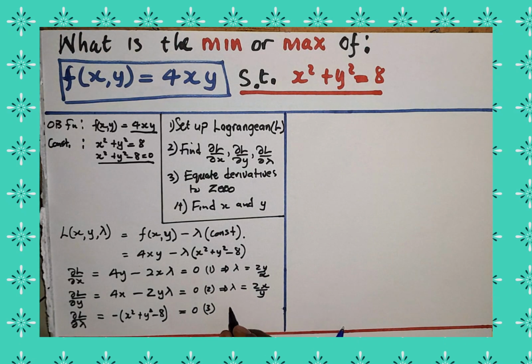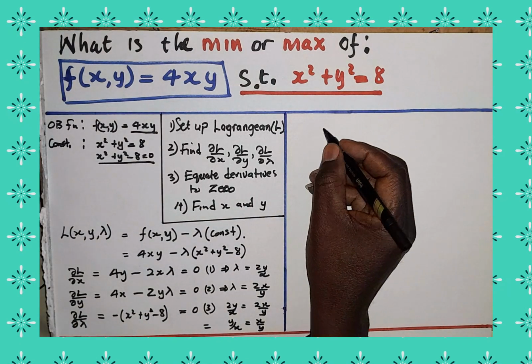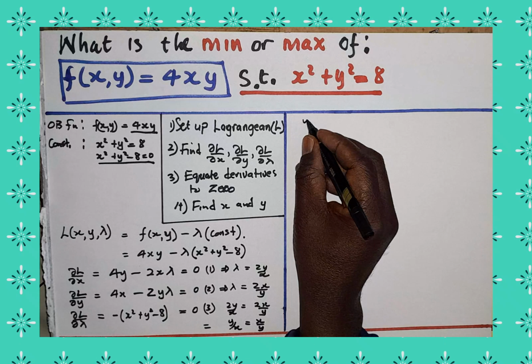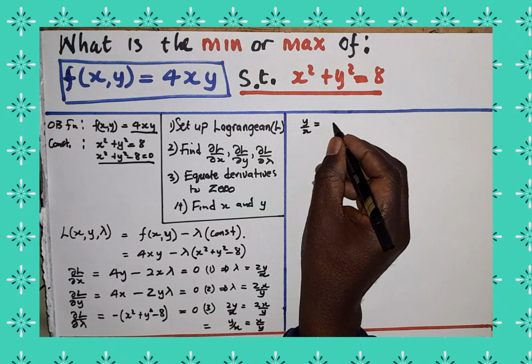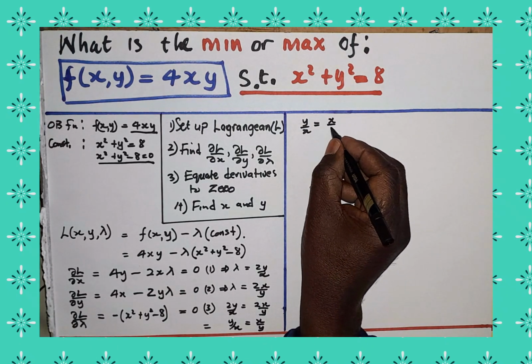So surely this means that this here is equal to that, because both of them are equal to lambda. So straight away we can say 2y over x is equal to 2x over y, meaning that y over x is equal to x over y, because the 2's cancel out, don't they? Right, let's go over to the other side. So what we ended up with here is y over x is equal to x over y.